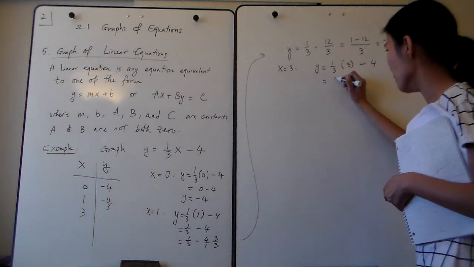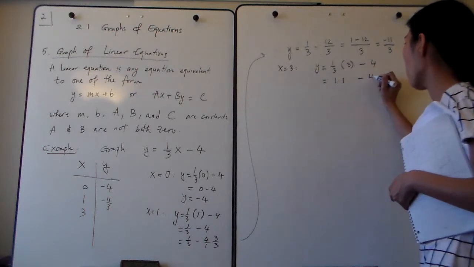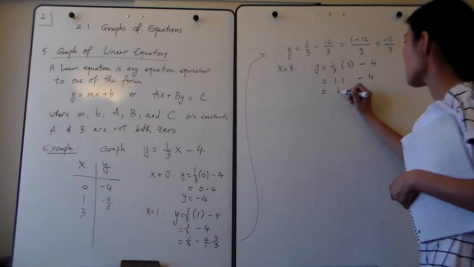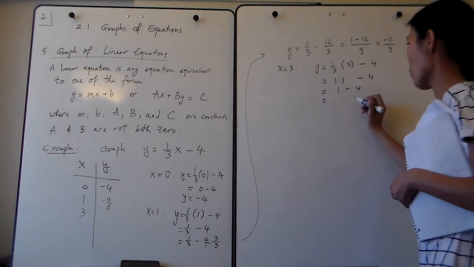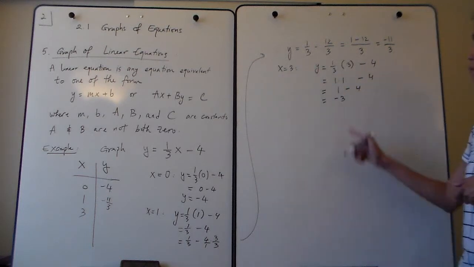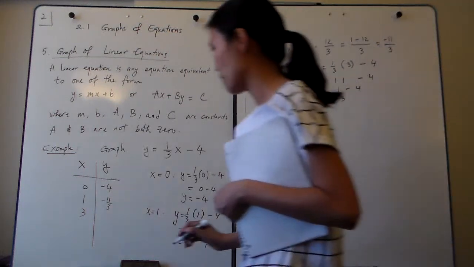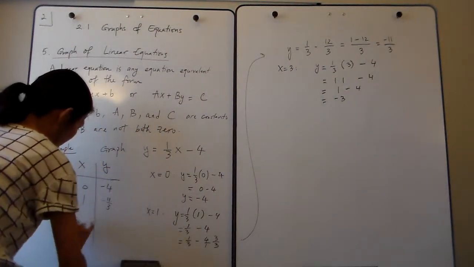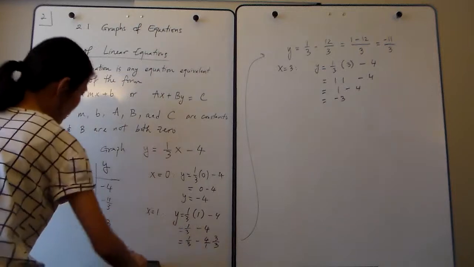So 1 times 1 is 1. Subtract 4. 1 times 1 is 1, subtract 4. So 1 subtract 4 is -3. So when x equals 3, we have y equals -3. Okay.